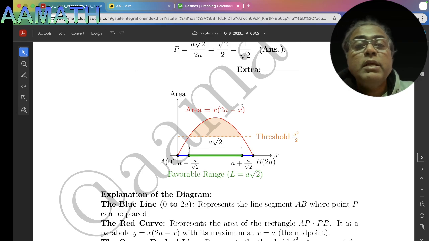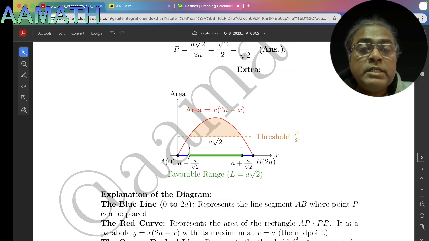This red curve denotes the area, x times 2a minus x. So when point P is here, the corresponding PA into PB represents this area. This is the corresponding height. And if point P lies at this point, AP into PB represents this corresponding height. So this graph, the red curve, represents the area of the rectangle AP into PB.